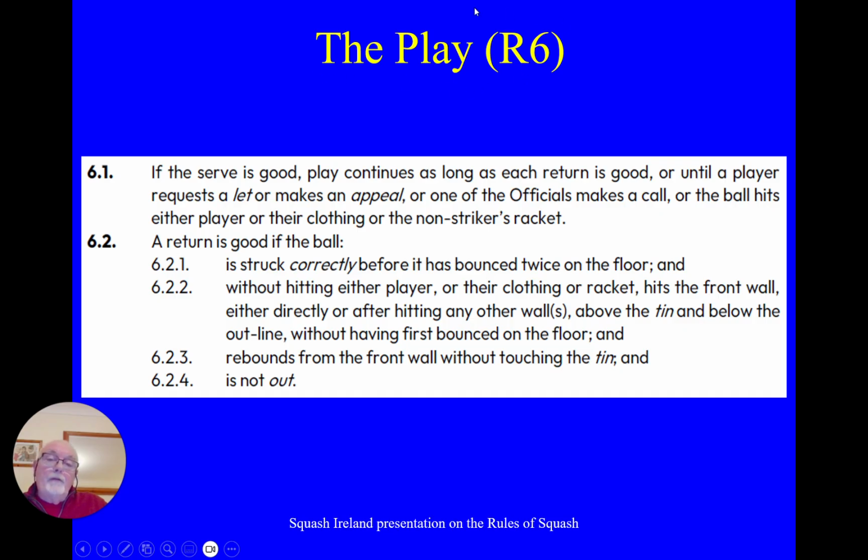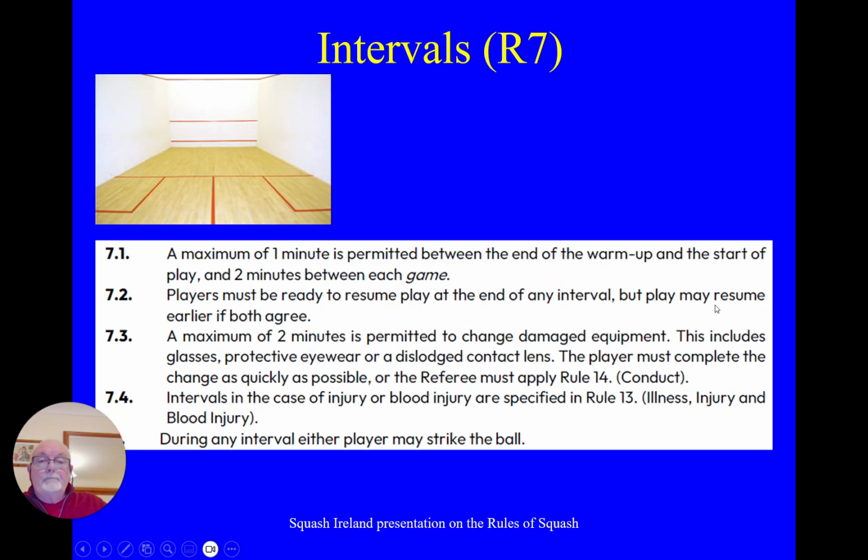When there's a problem with the return or during a rally, if there's a doubt about the pickup, it's going to be not up. If it bounces more than once, or if it's a carry, or it's not struck properly, or if it strikes the player's clothing, that's not up. Or if it hits the floor or the tin, the call is down. And if it strikes the line, or it strikes the wall above the out of court line, the call is out. And notice please, it's not out of court.